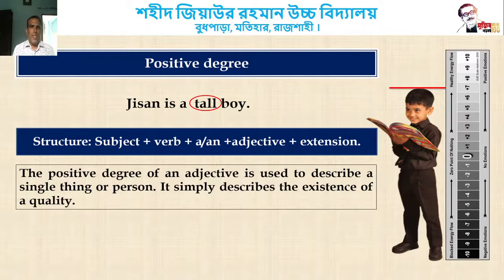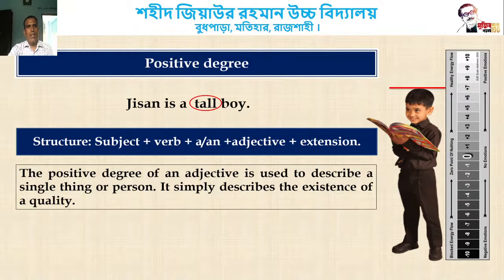So the positive degree of an adjective is used to describe a single thing or person. It simply describes the existence of equality. I hope all the students have already understood my lecture.